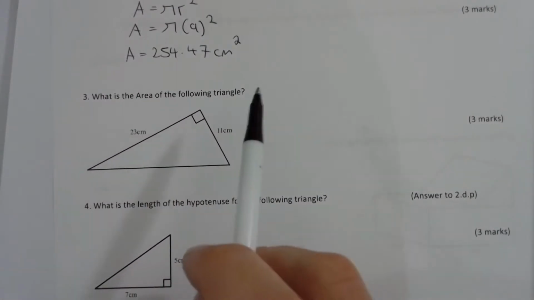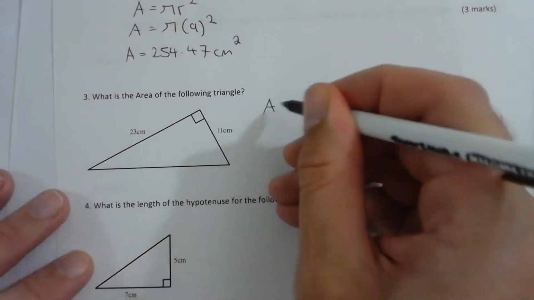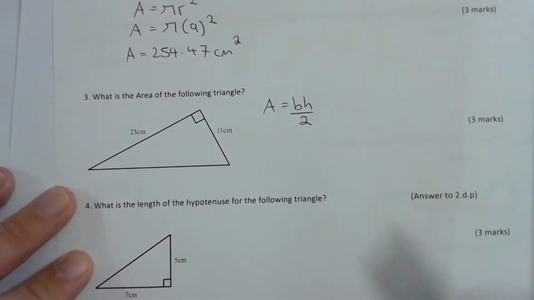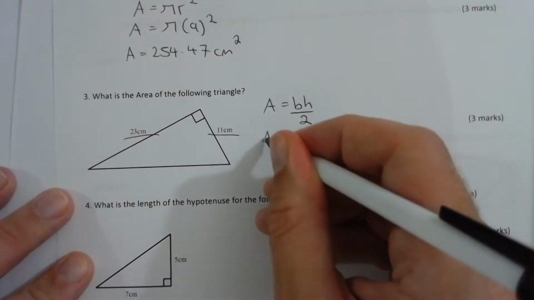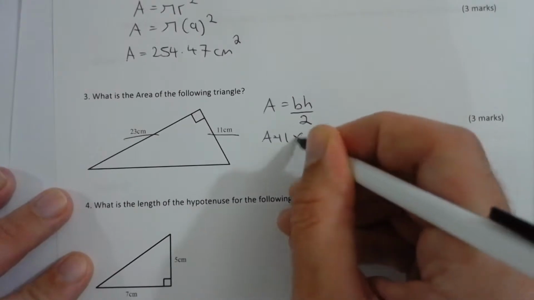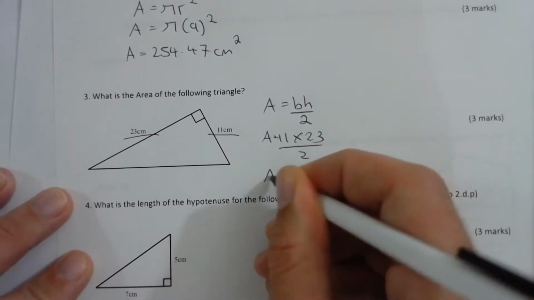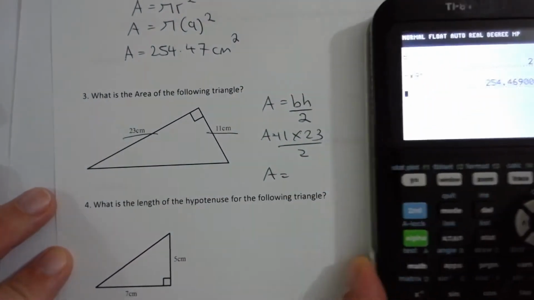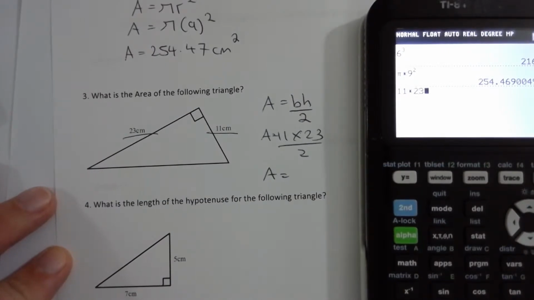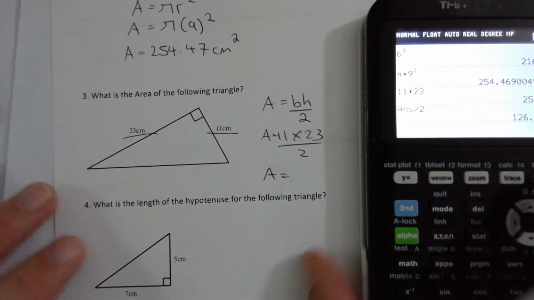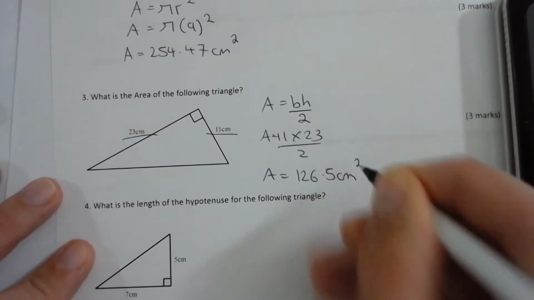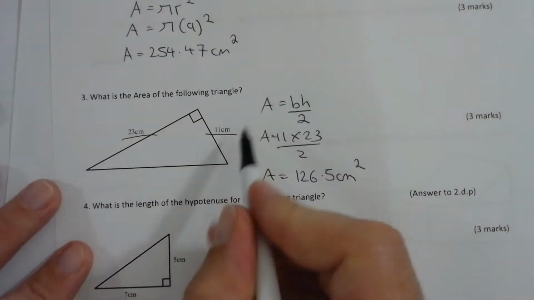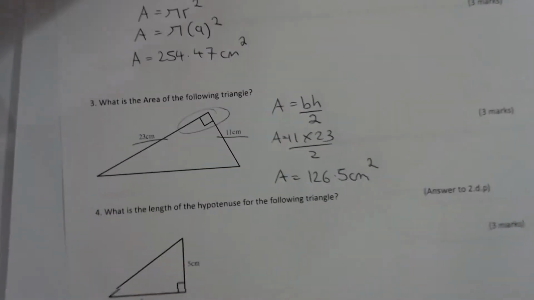Alright, number 3. What is the area of the following triangle? Well, the area of a triangle is base times height divided by 2, and base and height must be at right angles to each other, so therefore it's 11 times 23 divided by 2. Put it straight into our calculator. 11 times 23 divided by 2 is 126.5 squared centimeters. So remember, base and height must be at right angles.